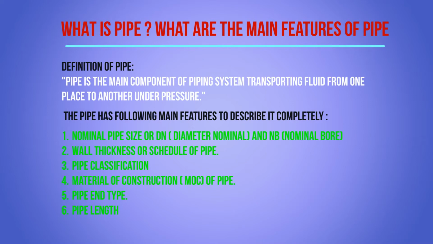Then pipe classification. Different kinds of pipes are available in the market, so what are those classifications? Then material of construction for a pipe, like simple carbon steel, alloy steel, stainless steel, or non-metallic pipes. We have to specify the pipe end type as well, like plain end, bevel end, etc. We'll study in detail in the next few slides. And the pipe lengths, like single random or double random lengths of a pipe.